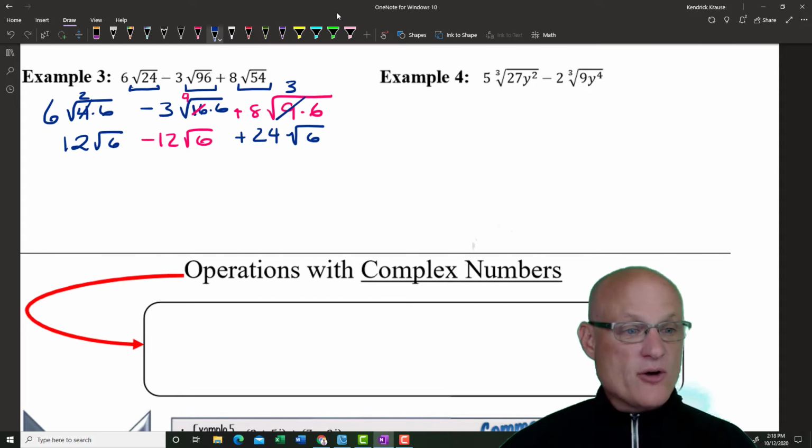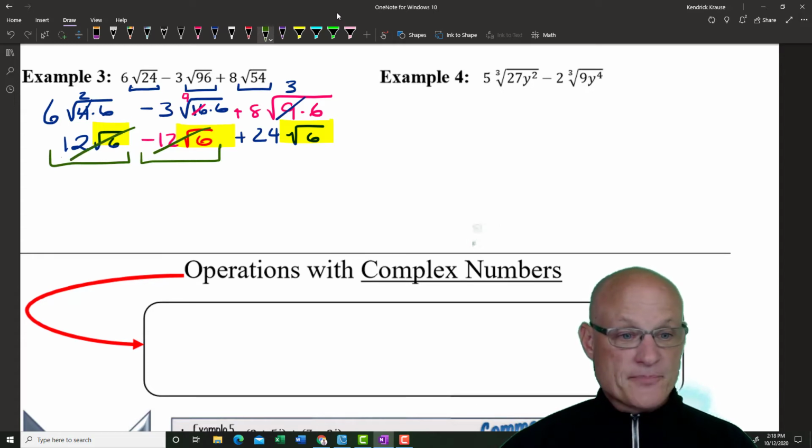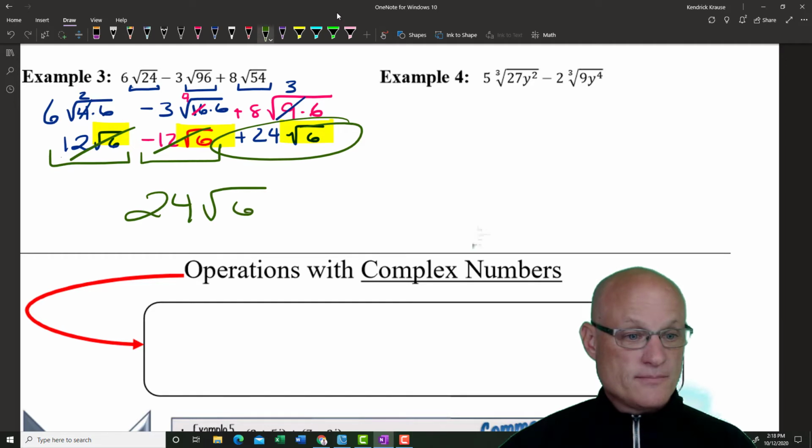And now notice that they all have the exact same radical. Now they can all be put together. Now that's a little weird. You've got 12 square roots of 6 minus 12 square roots of 6. They just go away. And then there's your answer: 24 square roots of 6.